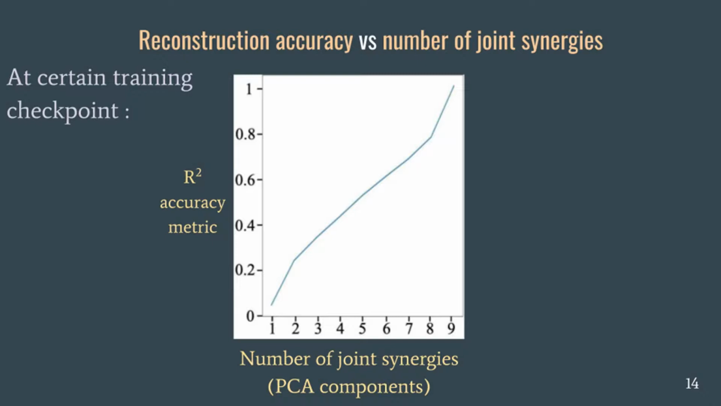This leads us to plot the following graph of reconstruction accuracy versus the number of joint synergies used for the reconstruction. At a certain training checkpoint, we can vary the number of joint synergies, or PCA components, used to reconstruct the original signal. And on the y-axis, we have the R-square accuracy metric, which measures the reconstruction accuracy of the signal. When this metric equals 1, we have perfect reconstruction of the original signal. So as we can notice here, for this training checkpoint, as the number of joint synergies increases, the R-square accuracy metric also increases. This is for one training checkpoint.